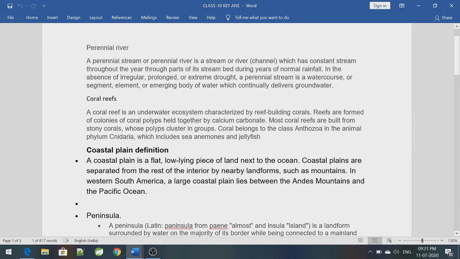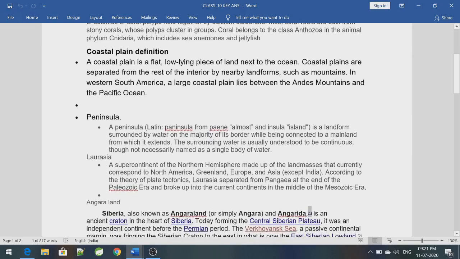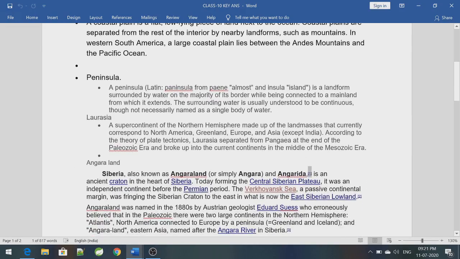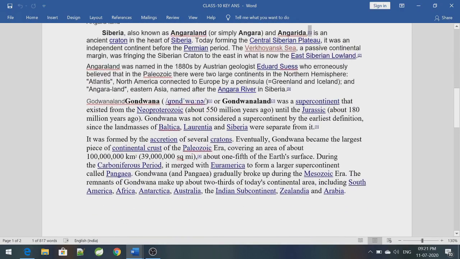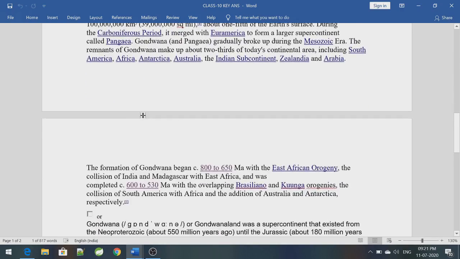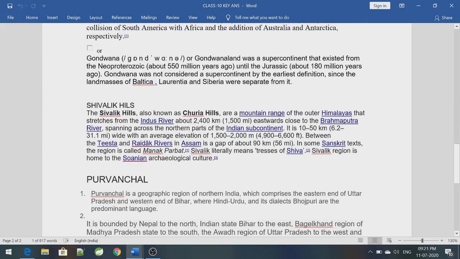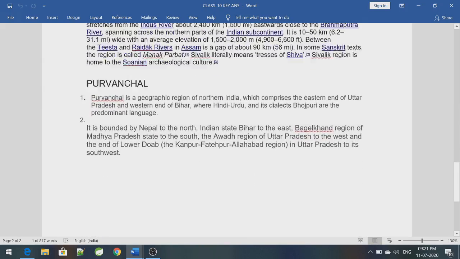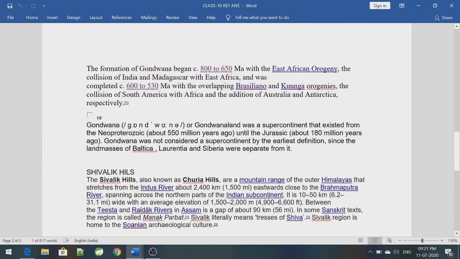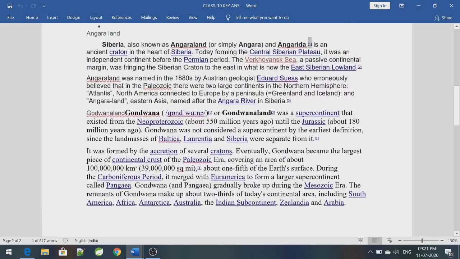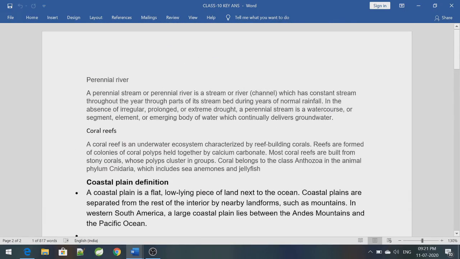Perennial river, coral reefs, coastal plain definition, peninsula, Laurasia, Angaraland, Gondwanaland, and these are the Shivalik hills and Purvanchal. These are the keywords given in your textbooks. So you can just read it once so that you can understand.